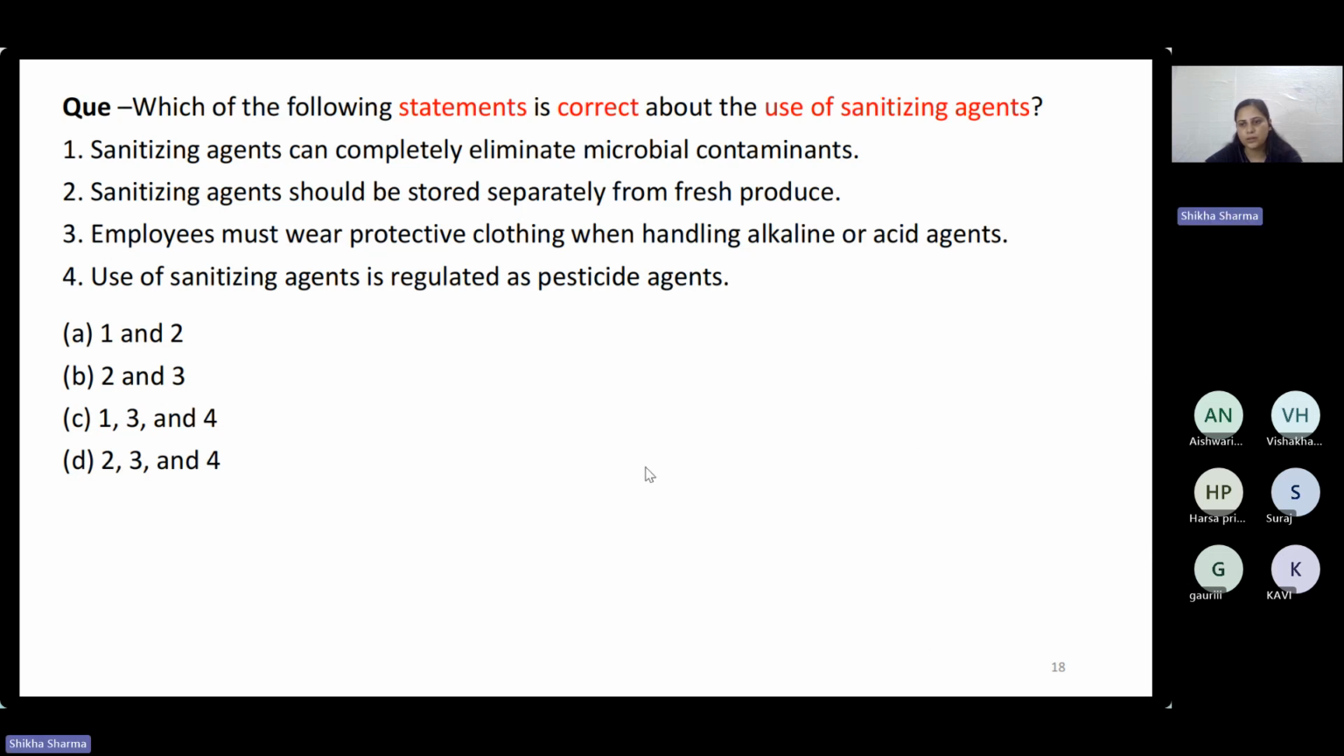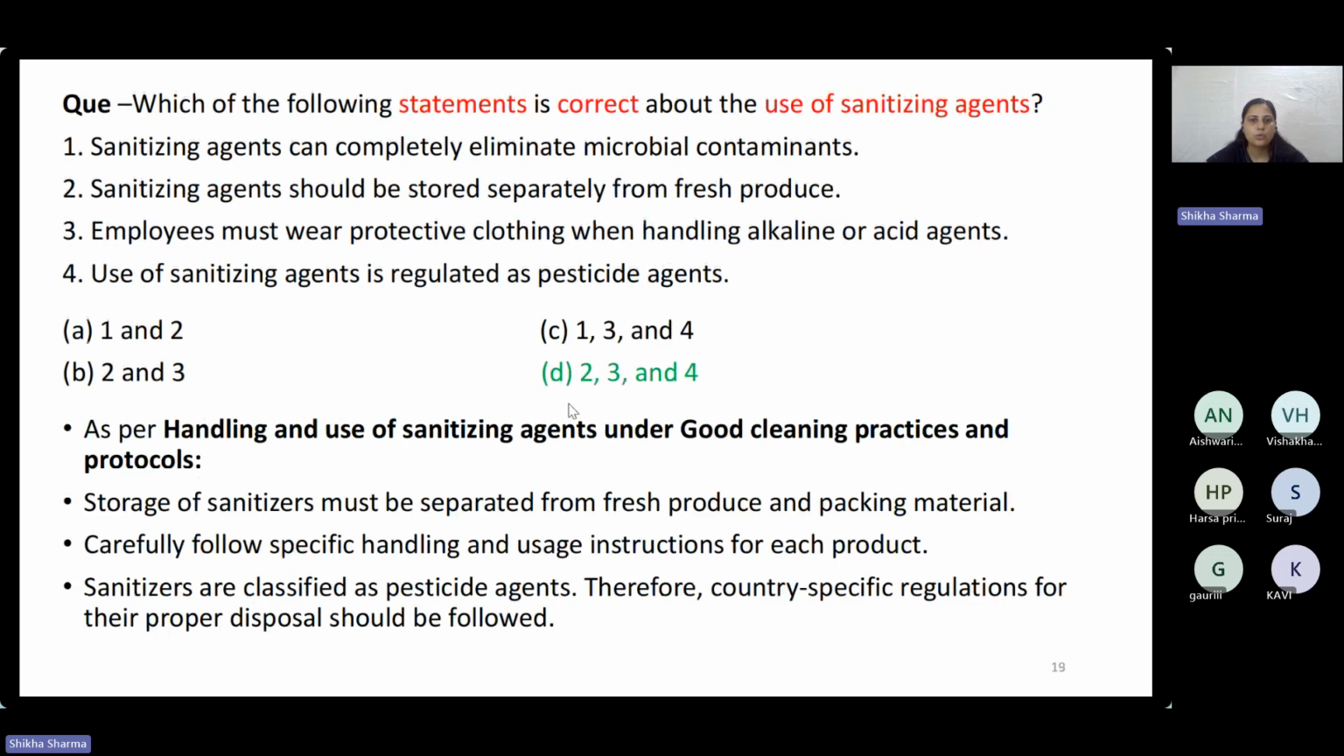Option D, Kavi. Option D, 2, 3, and 4. Okay. Vishakha says 2, 3, and 4. So we have option D. Let's see the solution of this question. Option D is correct, 2, 3 and 4.